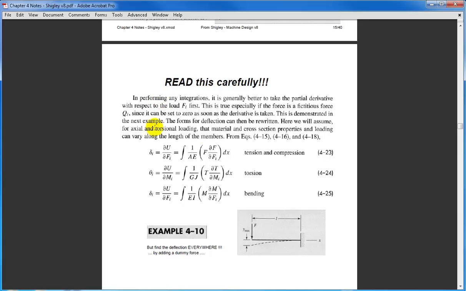Now, this is another paragraph to read 7 times. Going back to the principle of using dummy loads to calculate deflections where there is no real load. There's going to be some tactics in the problem. There's going to be a lot of work to do, as you will see later.